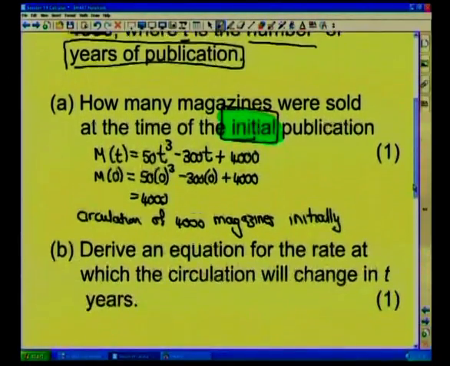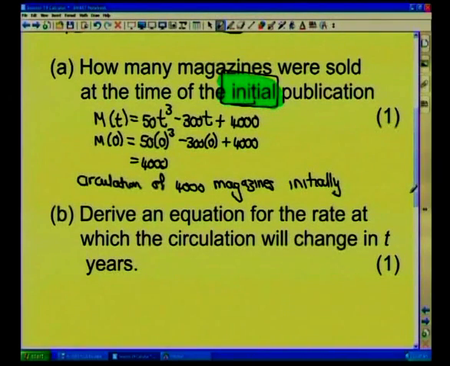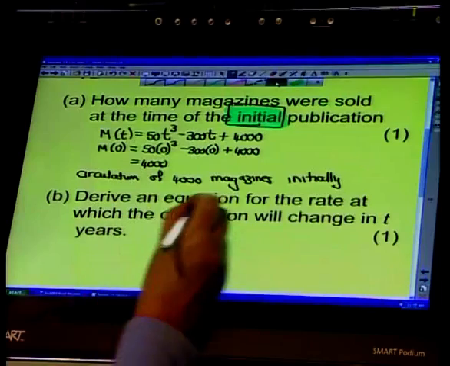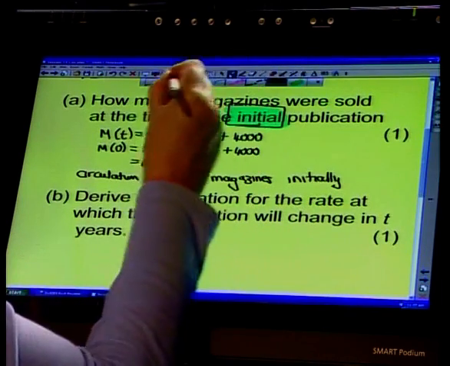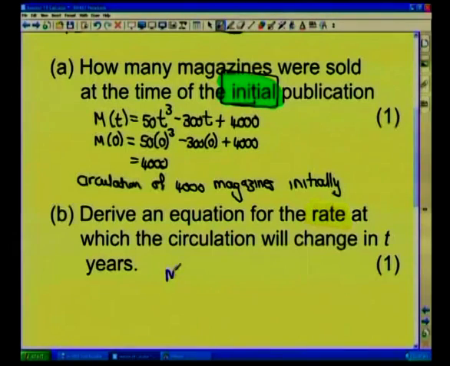Okay, so that's straightforward enough. Now it says, derive an equation for the rate at which the circulation will change in T years. So what did I say to you? As soon as you see that word rate, so let's highlight it so we're stressing it, rate, we are talking about the derivative. So what we're going to do now is find the derivative equation.